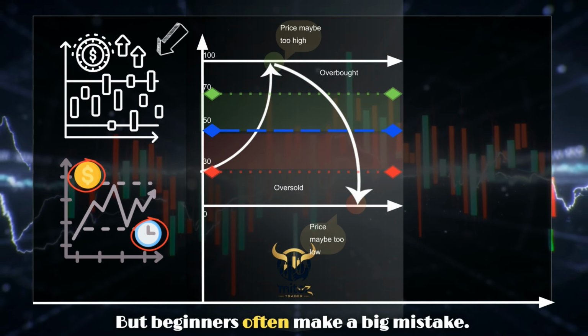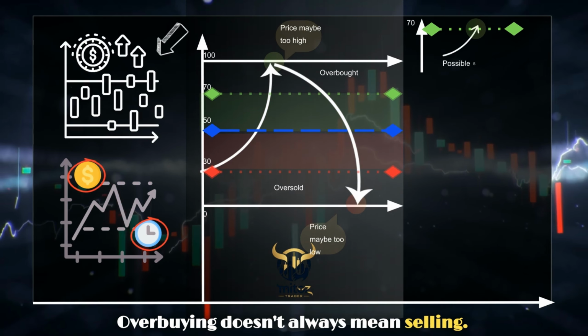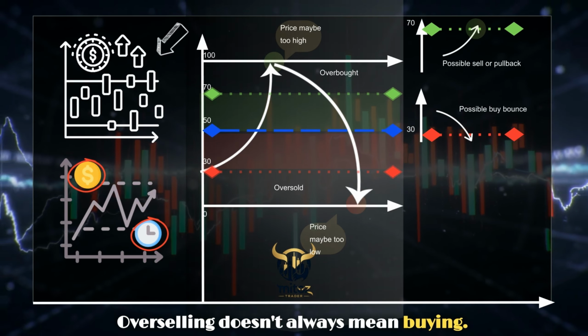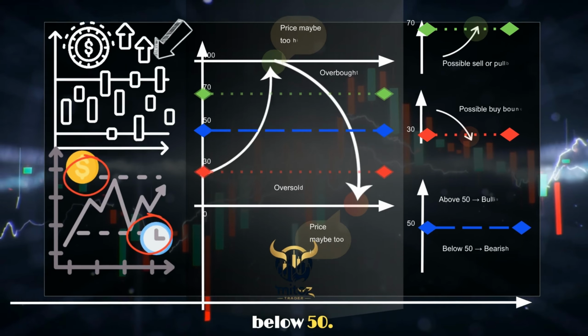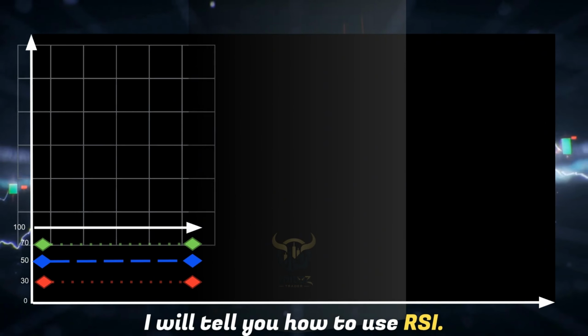But beginners often make a big mistake. Overbought doesn't always mean selling. Oversold doesn't always mean buying. Always pay attention to the areas above and below 50. I will tell you how to use RSI.